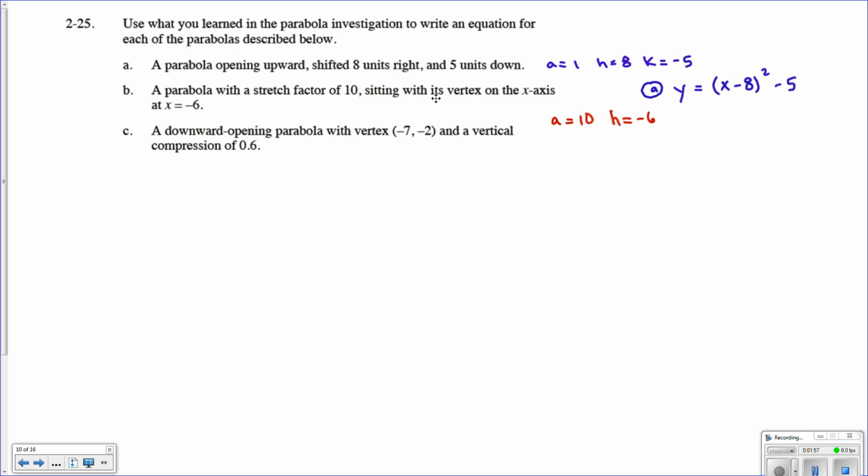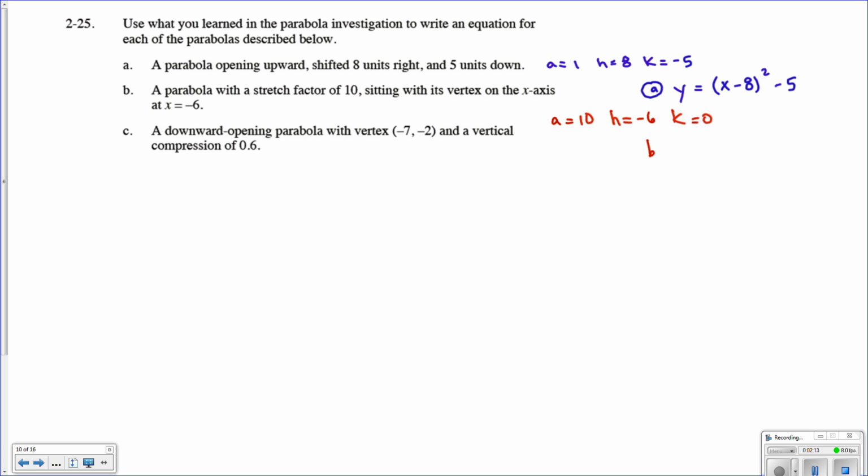Think about on the x-axis, right? All our y coordinates are 0, so that means that k has to equal 0. So we're at A is 10, H is -6, and K is 0.